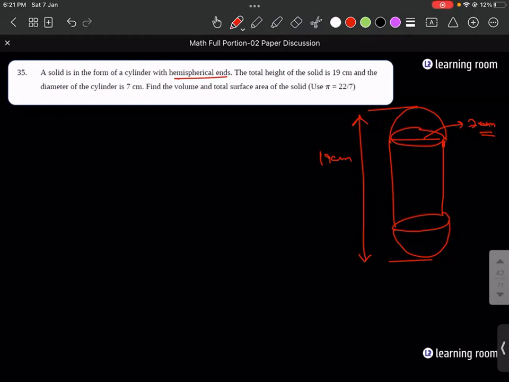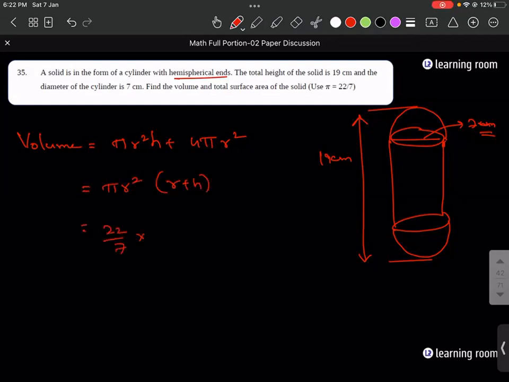So what is the volume? Volume is equal to pi r square h plus 4 pi r square. Why did I write 4 pi r square? Because two hemispheres joined together will give you a sphere. So pi r square into r plus h. Pi is how much? 22 by 7 into r square is how much now?